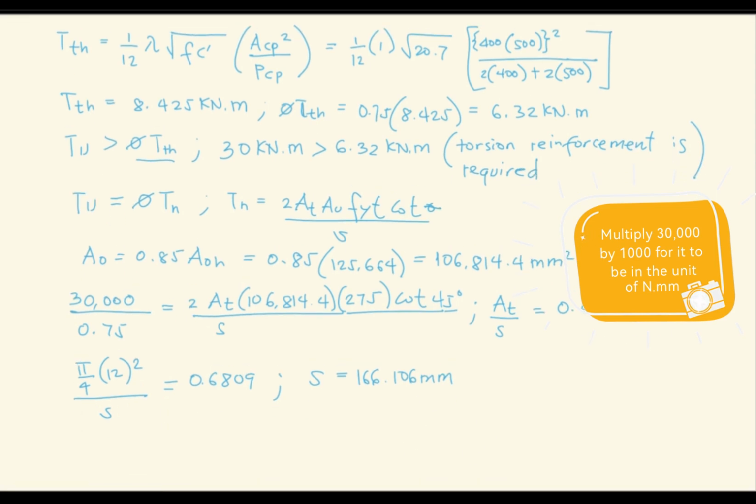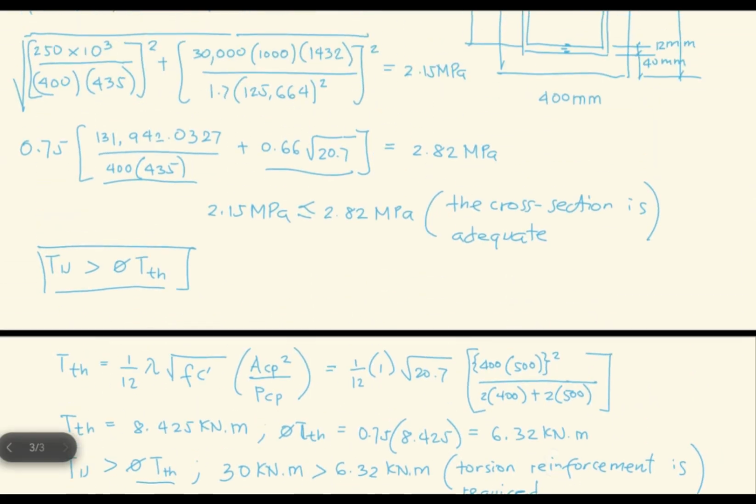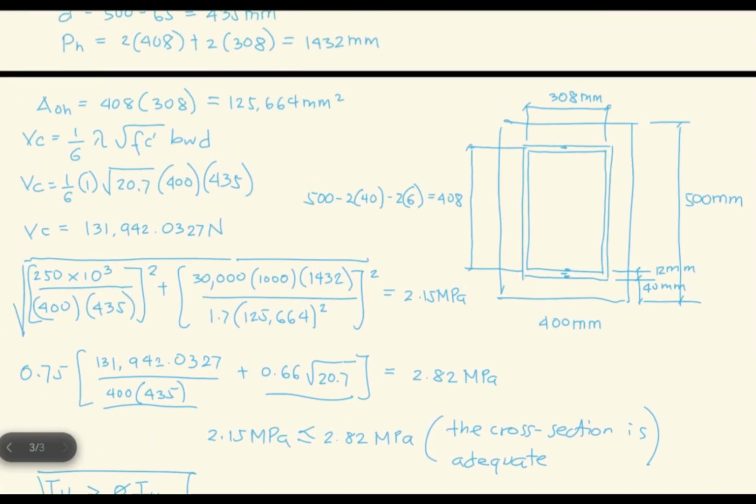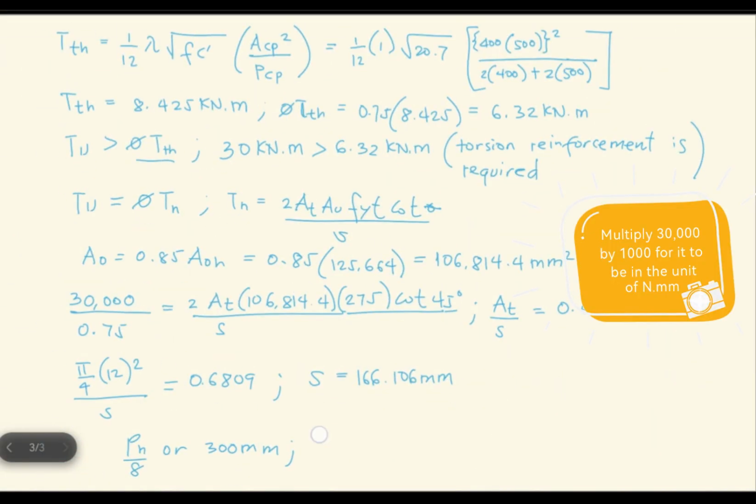This spacing will be compared with the minimum required by the code. We have Ph over 8 or 300 mm. Ph over 8 is, Ph is 1432, so 1432 divided by 8. This is 179 mm. So the spacing is the lesser of the two values. So we have 166.